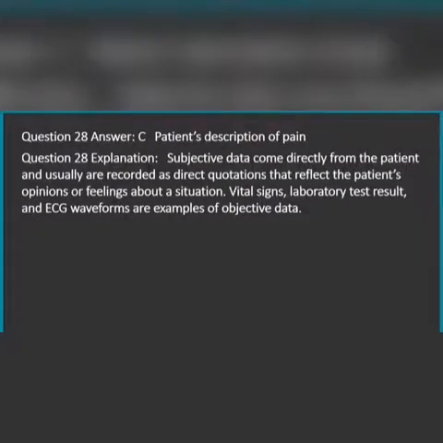Patient's description of pain. Question 28 Explanation: Subjective data come directly from the patient and usually are recorded as direct quotations that reflect the patient's opinions or feelings about a situation. Vital signs, laboratory test results, and ECG waveforms are examples of objective data.